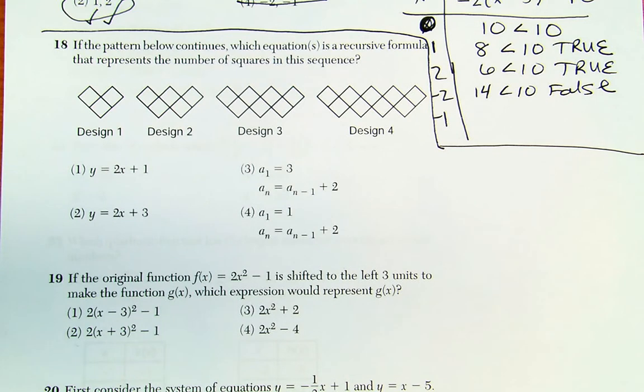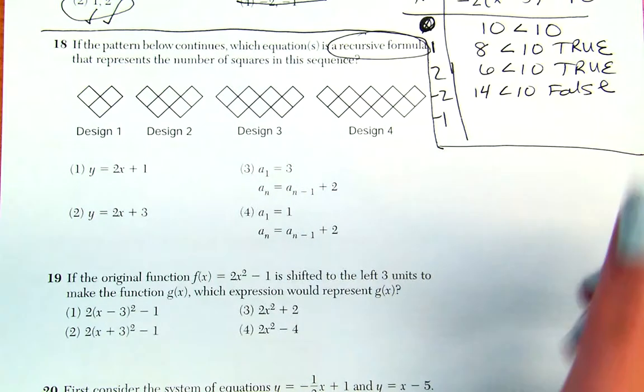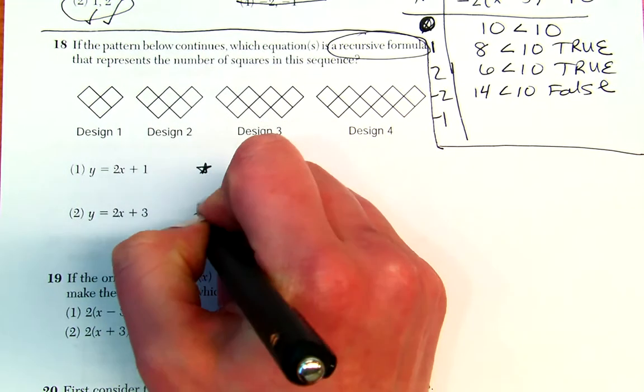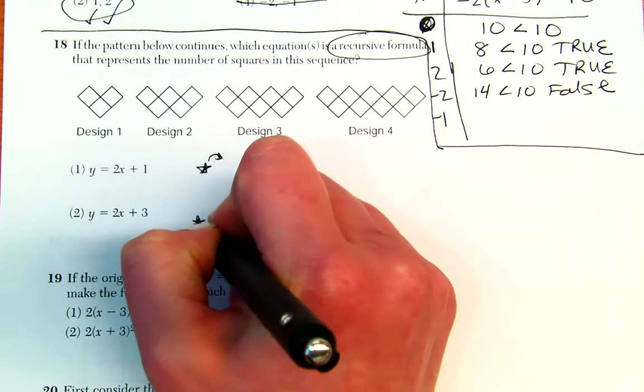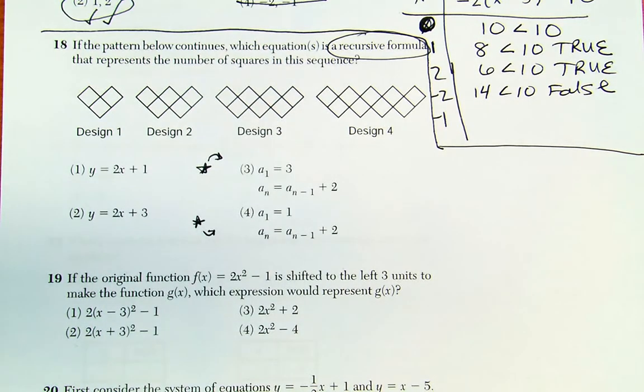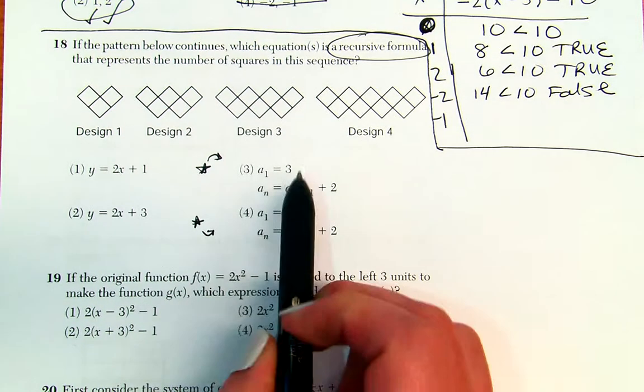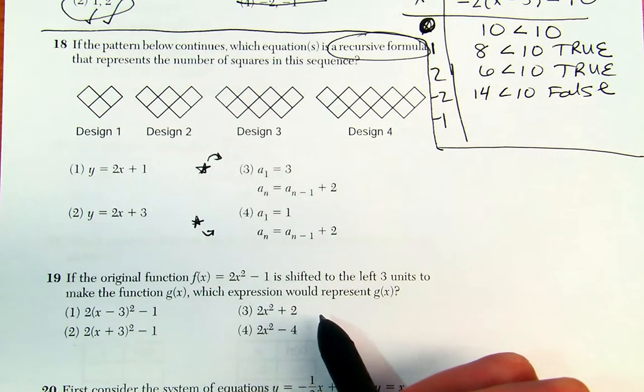If the pattern continues, which equation or equations is a recursive formula that represents the number of squares in the sequence? So the idea is a recursive formula. So that should lead your eyes to choices 3 or 4. So I'm going to plug in the pattern and determine which one of these is correct.